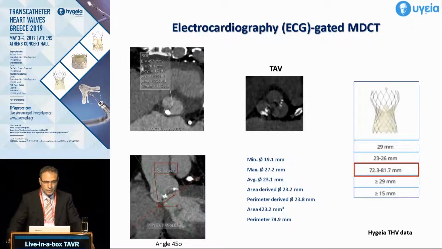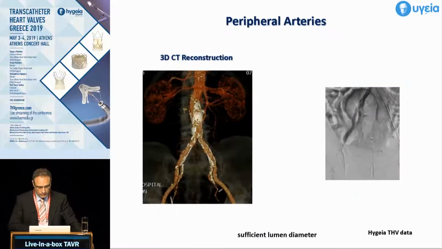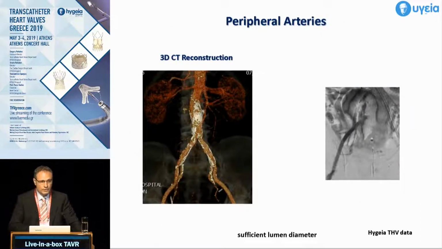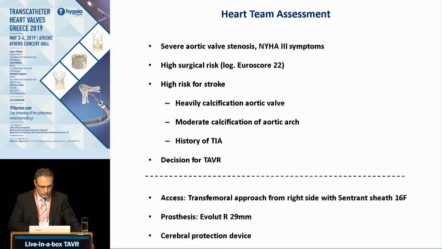According to the numbers, we decided to proceed with an Evolut R valve, 29 millimeter in dimensions, according to the perimeter of the native aortic valve, which was 55 millimeters. The peripherals were with no relevant issues. They have a sufficient lumen diameter, no relevant angulations, and no circular severe calcification.